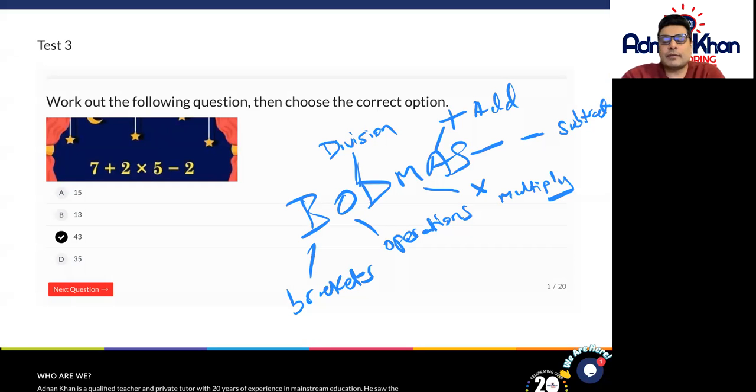So first of all, we have no brackets. There are no operations. We're going to go to multiplication first of all. So 2 times 5 is 10. So that's now worked out.